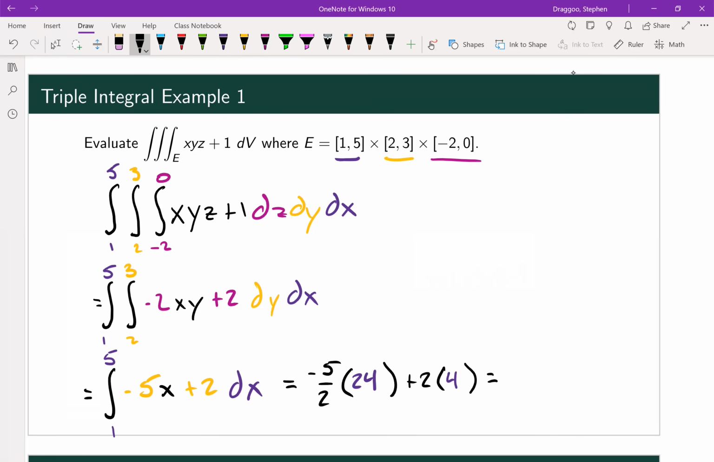So what happens if we simplify all of that? 24 over 2 is 12. So negative 5 times 12 is going to be negative 60. Plus 8 should be negative 52.